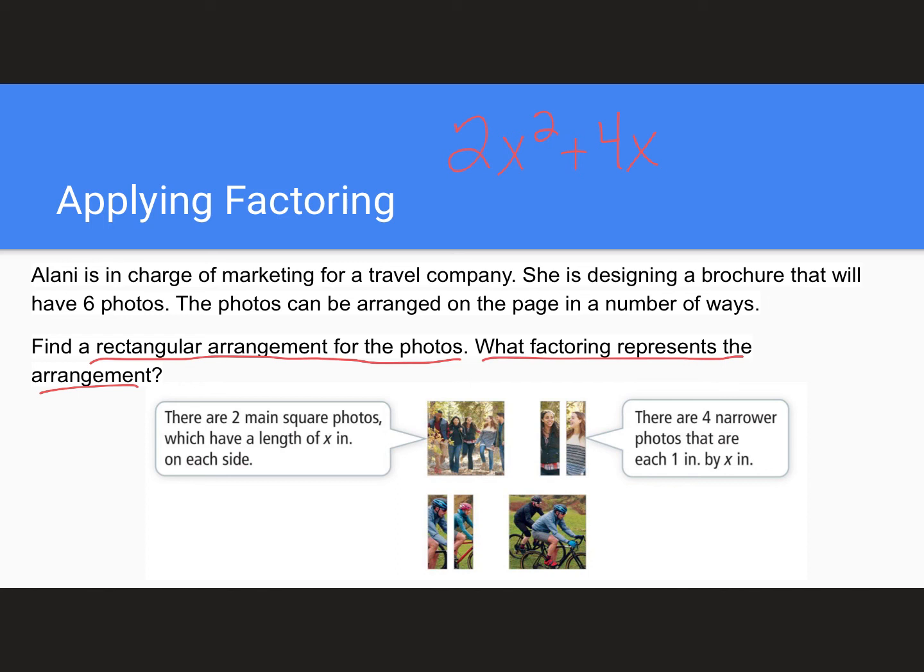Okay, hopefully you paused. So you should be able to pull out a factor of 2x. So if I pull out the factor of 2x, what's left inside? I have x plus 2 left inside. Now, what does that factoring represent about the arrangement? So remember, when we're talking about arrangements, we're talking about something about length times width, right? Length times width. So one of these would be the length, one of these would be the width. Each factor, the 2x is one factor, the x plus 2 is the other factor, would be one or the other.